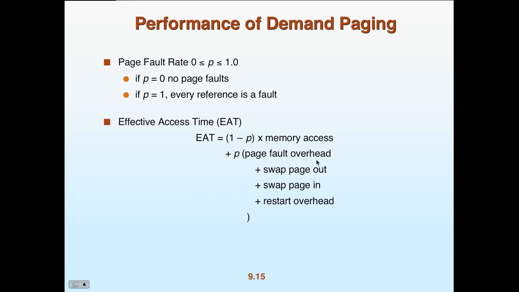Page fault overhead is the swap out, plus the swap in, plus the restart overhead. And then we can figure out, and our operating system is going to be doing this because it's trying to keep track of, do you have the memory management correct?